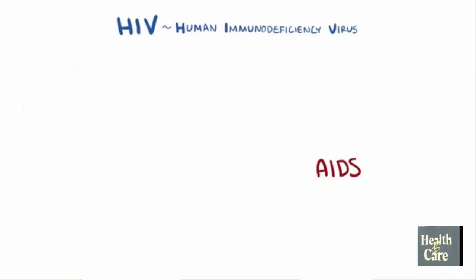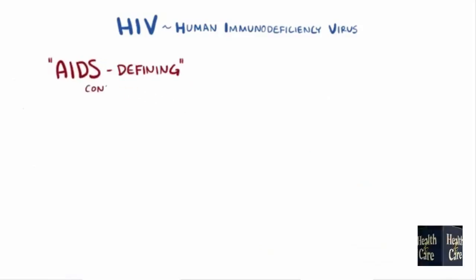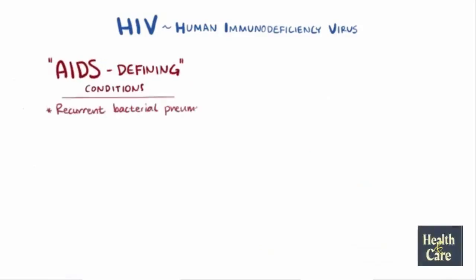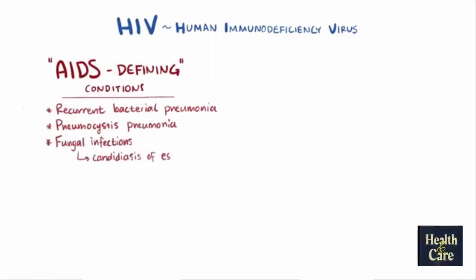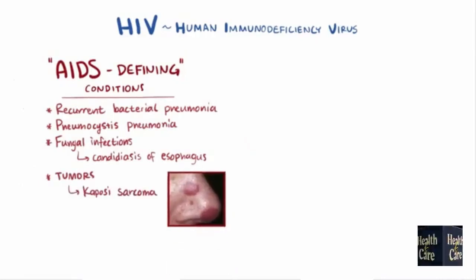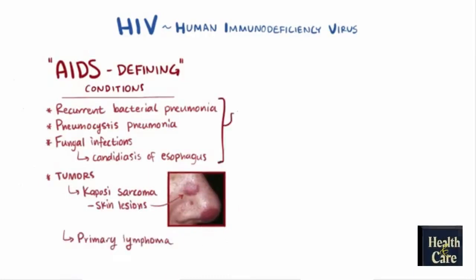At this point, certain conditions start to develop that are said to be AIDS-defining, such as recurrent bacterial pneumonia, pneumocystis pneumonia, and fungal infections like candidiasis of the esophagus. Other conditions include certain tumors and malignancies like Kaposi sarcoma, which causes lesions on skin and other soft tissues, and primary lymphoma of the brain. Many people with AIDS die from infections that a healthy immune system would typically be able to fend off, like pneumocystis, cytomegalovirus, or Mycobacterium avium complex.